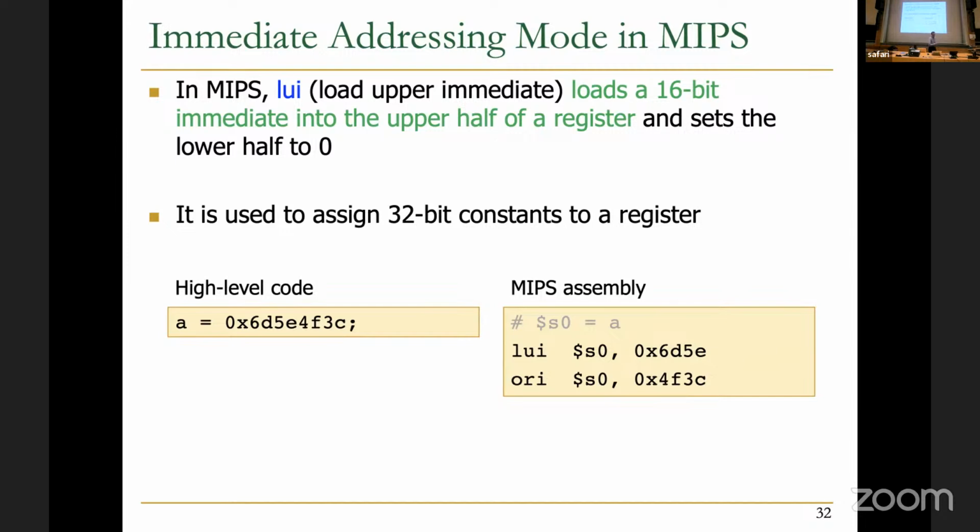Exactly, yes. Thank you. Basically, the instruction itself is 32 bits. You cannot specify a 32-bit immediate using a 32-bit instruction, and immediate values can be 16 bits at most in MIPS.